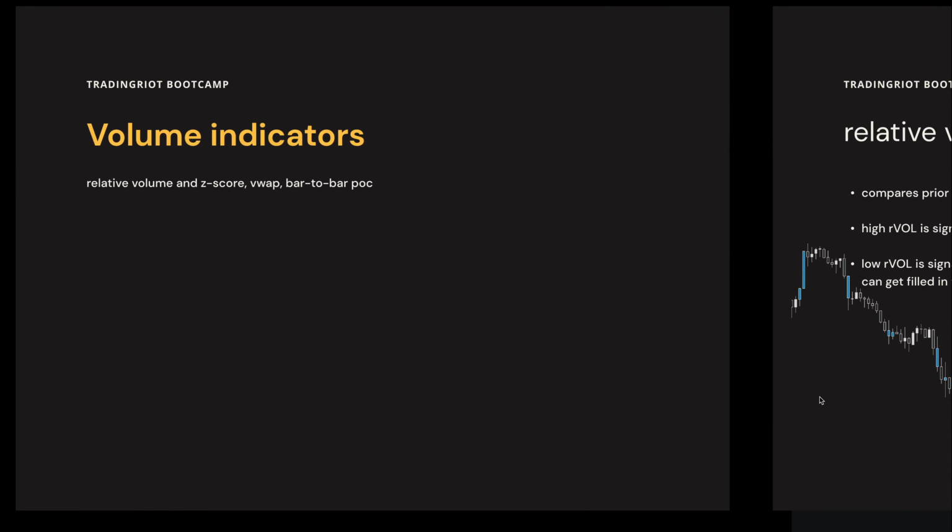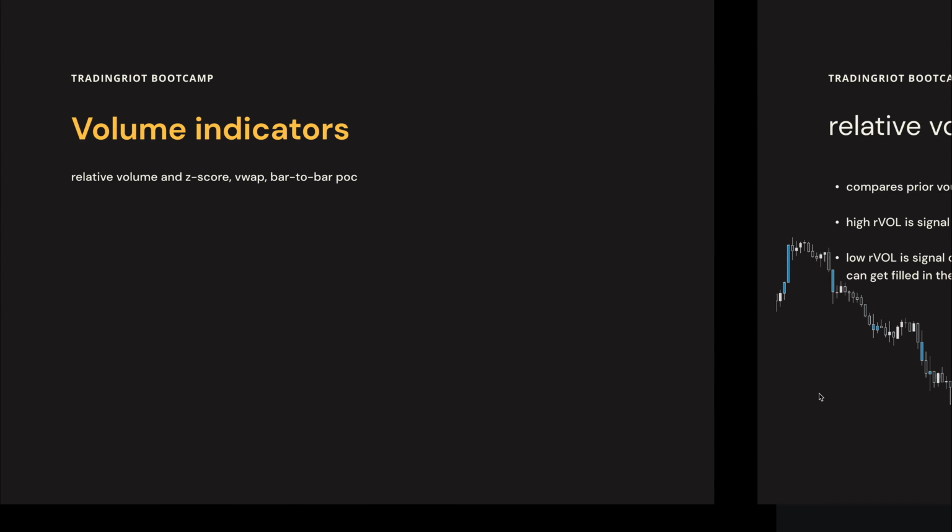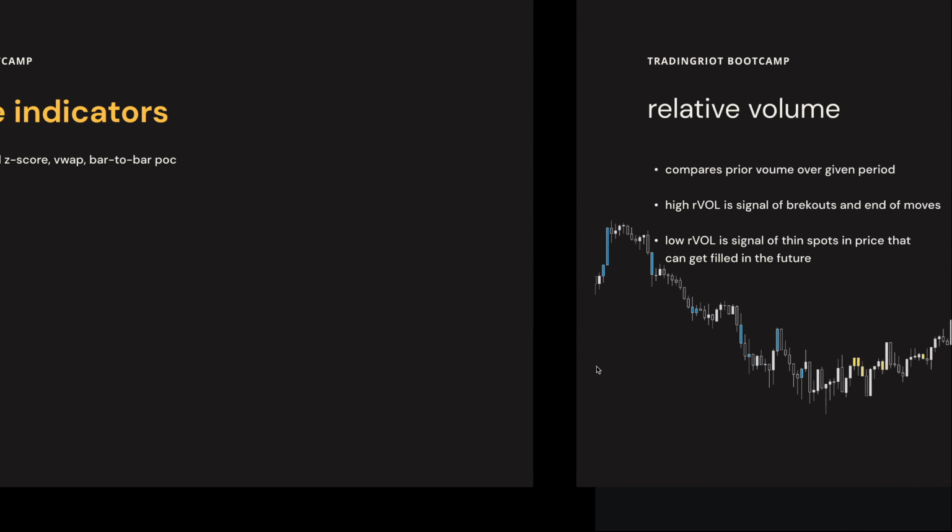So like I said in the previous video, the volume is telling you the amount of contracts traded for every given period. As delta is the difference between market buying and selling, the volume just puts all these things together, and it is the volume.